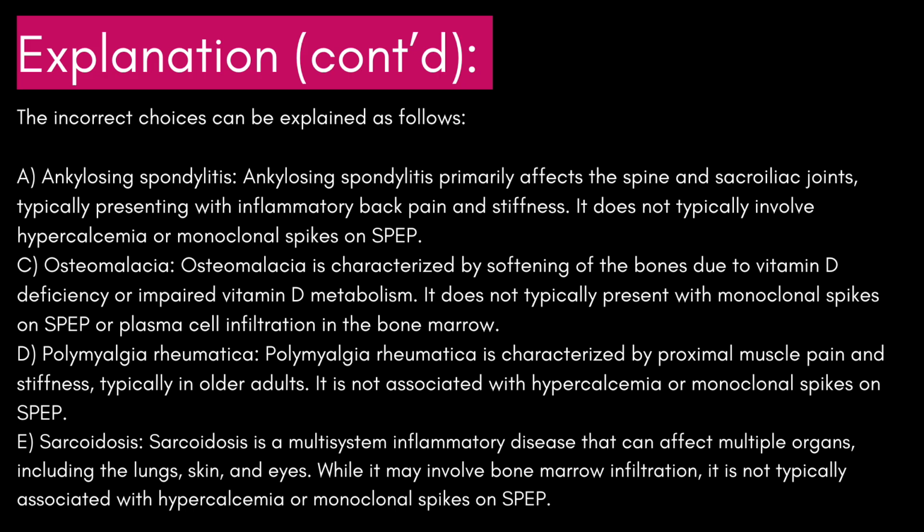D. Polymyalgia rheumatica. Polymyalgia rheumatica is characterized by proximal muscle pain and stiffness, typically in older adults. It is not associated with hypercalcemia or monoclonal spikes on serum protein electrophoresis.